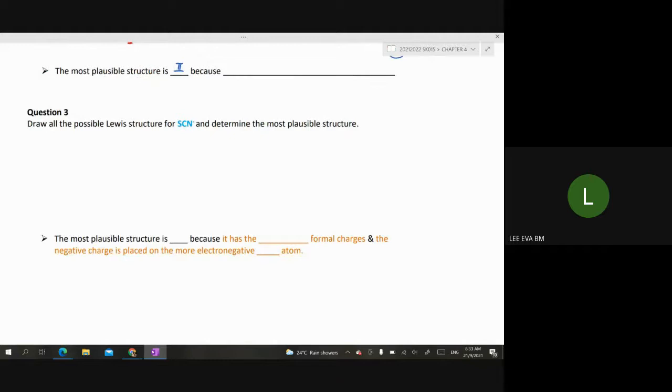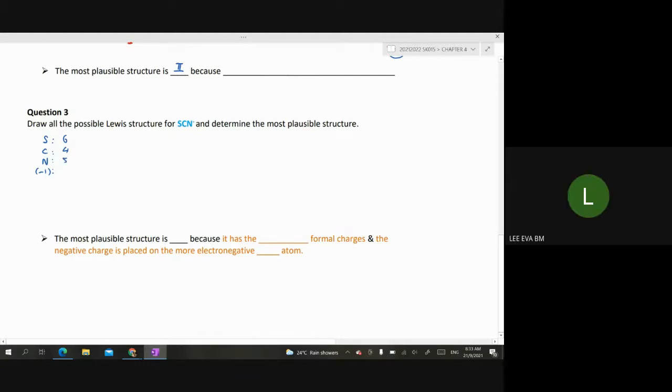Okay. So our question number 3, possible Lewis structure for SCN. So first thing first, calculation. Sulfur, 6. Carbon, 4. Nitrogen, 5. 5 ya.